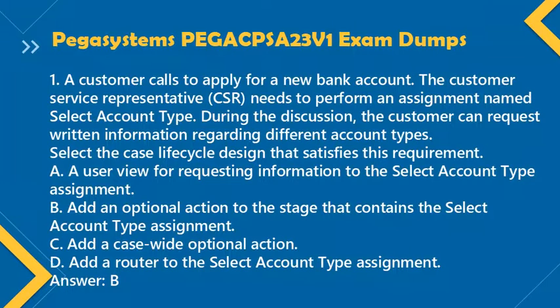Option C proposes adding a case-wide optional action, which might be too broad and not specific to the stage where the select account type assignment occurs. Option D suggests adding a router to the select account type assignment, which would likely complicate the process unnecessarily and doesn't directly address the requirement of providing written information during the discussion.